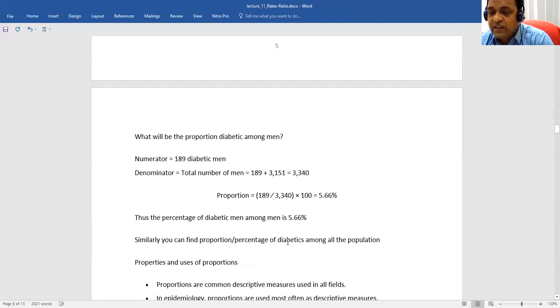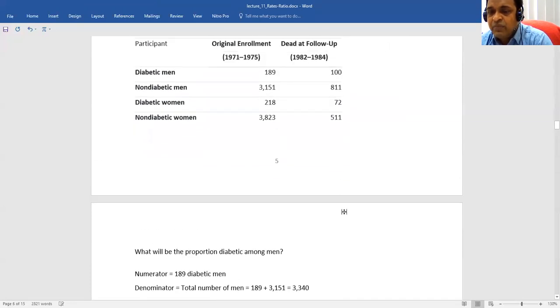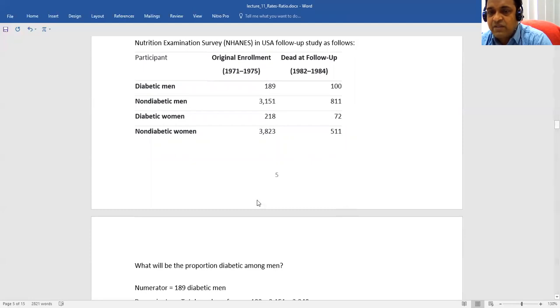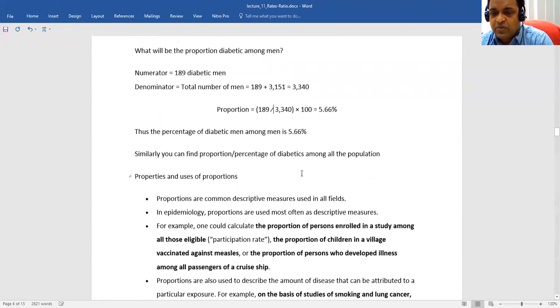Similarly, you can find diabetes for all the population. That means you have to add diabetes for the male and diabetes for the female. Then you can find the proportion or percentage of diabetes patients among all the patients from 1971 to 75. Or you can find the diabetes patients in the male. So you can find a lot of proportions. Okay, so this is the proportion you can do.